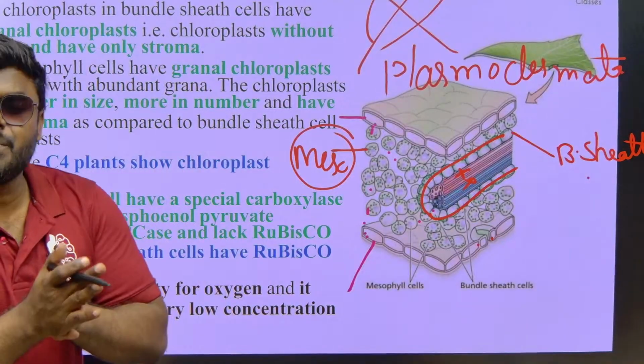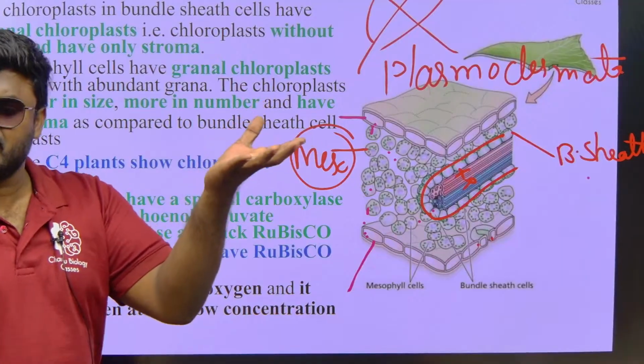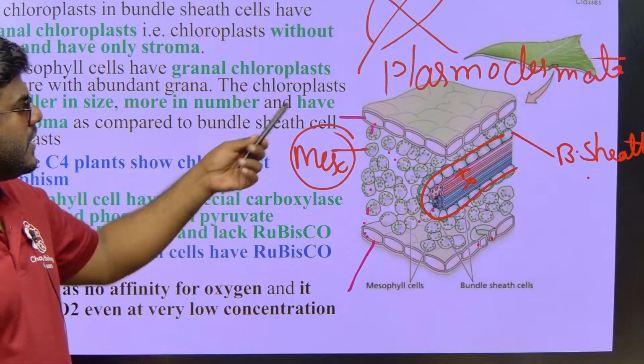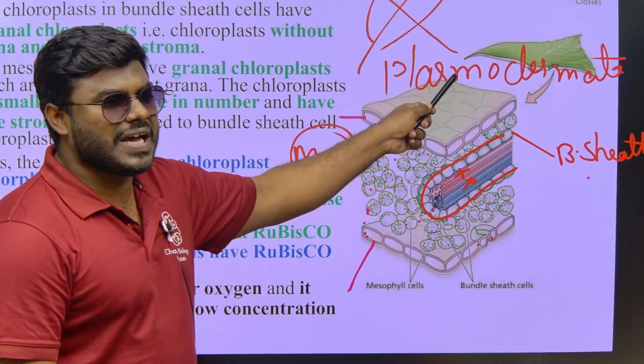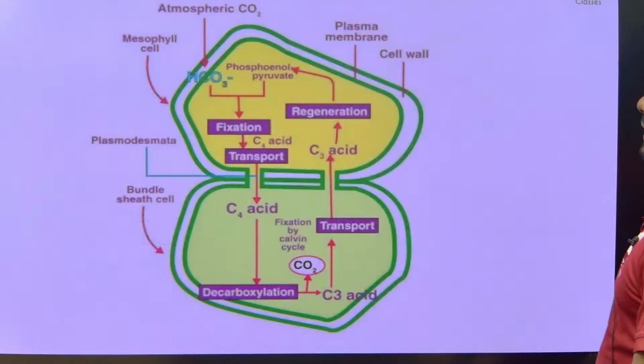Very good. In simple words, we can call it a cytoplasmic bridge. This is the cytoplasm of one cell, this is the cytoplasm of another cell, connected with each other by a bridge. That bridge is only plasmodesmata. So, two cells are connected with each other via plasmodesmata. That is very clear. But what is the goal of the C4 pathway?